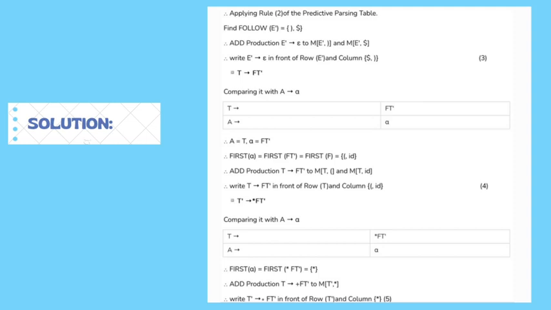Apply rule 2 of the predictive parsing table. Find follow of E' is equal to ) and $. At production E' tends to epsilon, add E' → ε to M[E', )] and M[E', $]. Write E' tends to epsilon in front of row E' and columns $ and ).